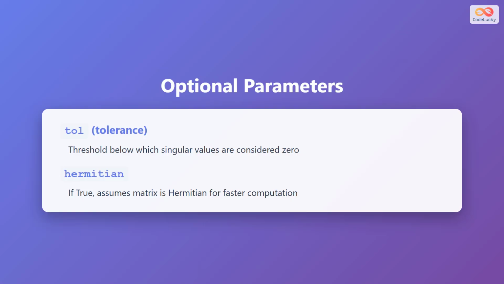The matrix_rank function accepts two optional parameters. The tol parameter sets a tolerance threshold below which singular values are considered 0. This is useful for handling numerical precision issues. The hermitian parameter, when set to true, tells NumPy to assume the matrix is Hermitian, which allows for faster computation using optimized algorithms.